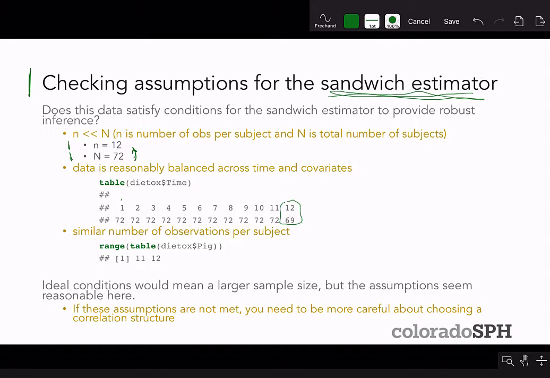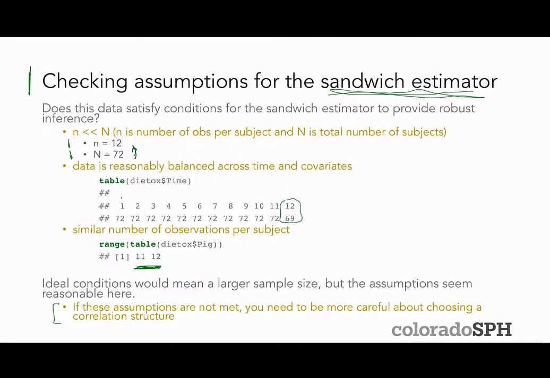And finally, we want to know that there are a similar number of observations per subject. And we can see here that all subjects have either 11 or 12 observations. So in general, that is satisfied. Ideal conditions would mean a larger sample size here, a larger number of subjects, but in general, the assumptions are reasonable in this case. If these assumptions are not met, then you'd need to be careful about how you choose a correlation structure and really look at the estimates across models with different correlation structures because they could be quite different.